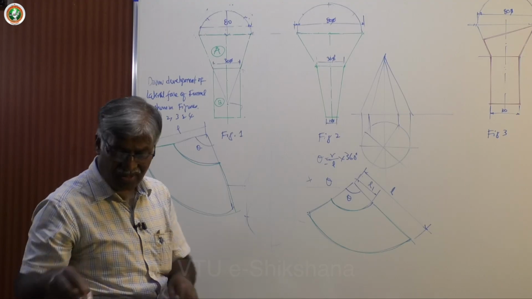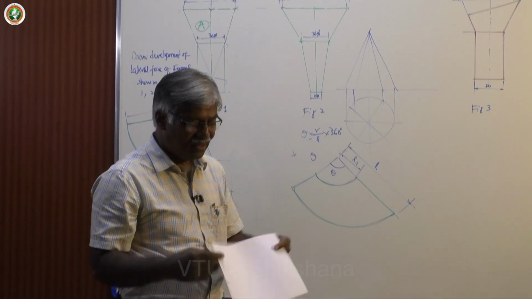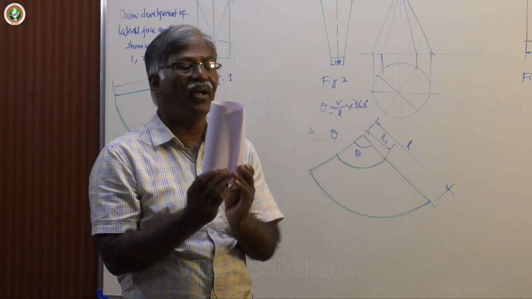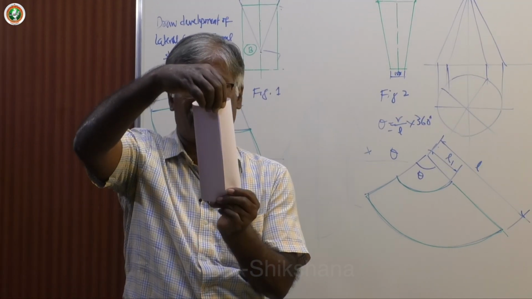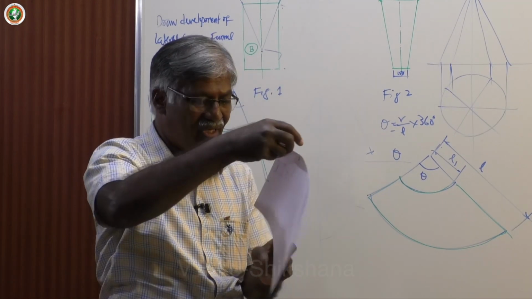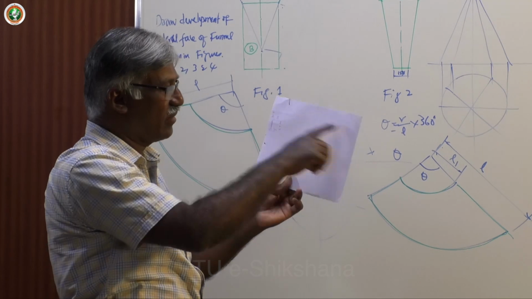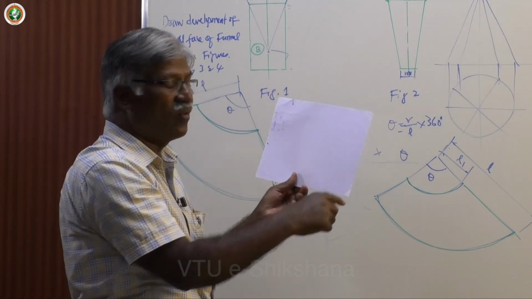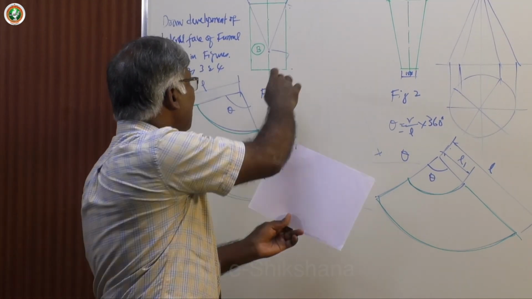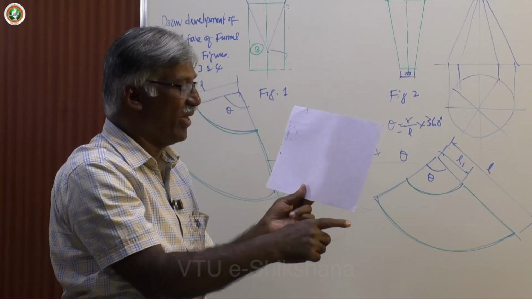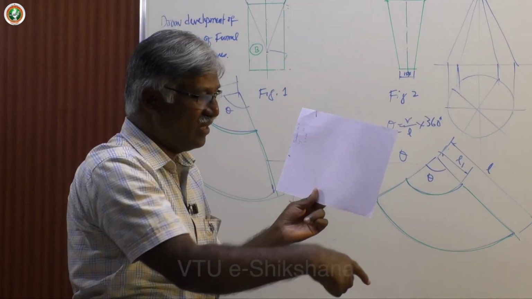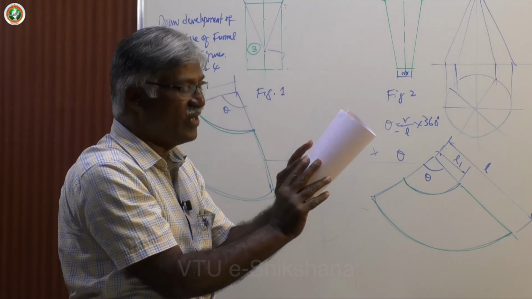See, this is a rectangular shape paper and I will fold it. So definitely you get a cylinder, very simple. So the development of the cylinder is a rectangle, with height equal to the height of the cylinder. This total length equals the perimeter, 2 pi r or pi d. This is the length. Now this is very simple.